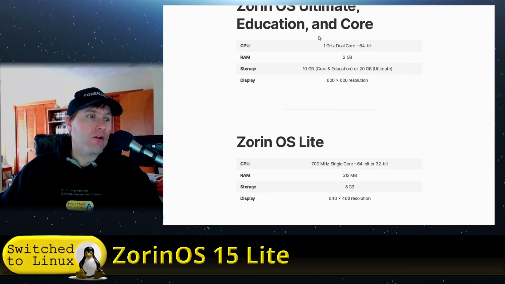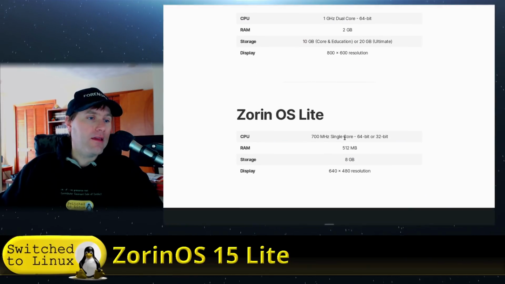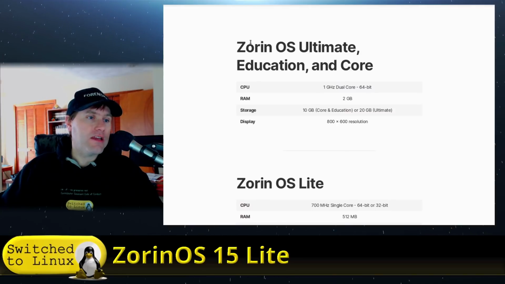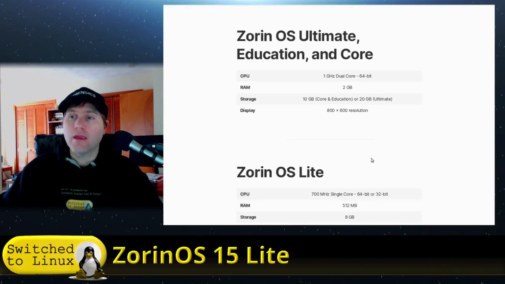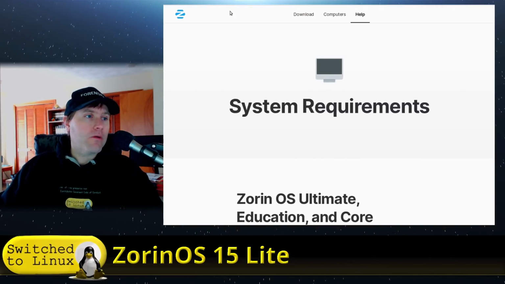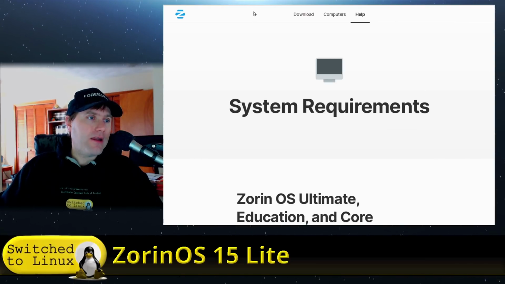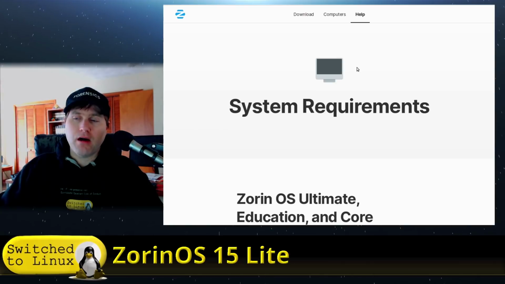Just having a look at their system requirements. This is the education, the Ultimate, and the Core. They want a 1 gigahertz dual core processor, 2 gigs of RAM, and 10 gigs of storage. On this one, you can see that the CPU requires a little bit less and the RAM requires a little bit less, just because the XFCE is a lot smaller. And actually, they're asking for a little bit less storage, and a smaller resolution is possible as well. So with that, we are going to dive on in, and then we will come back and make some comments at the end of the episode as well.